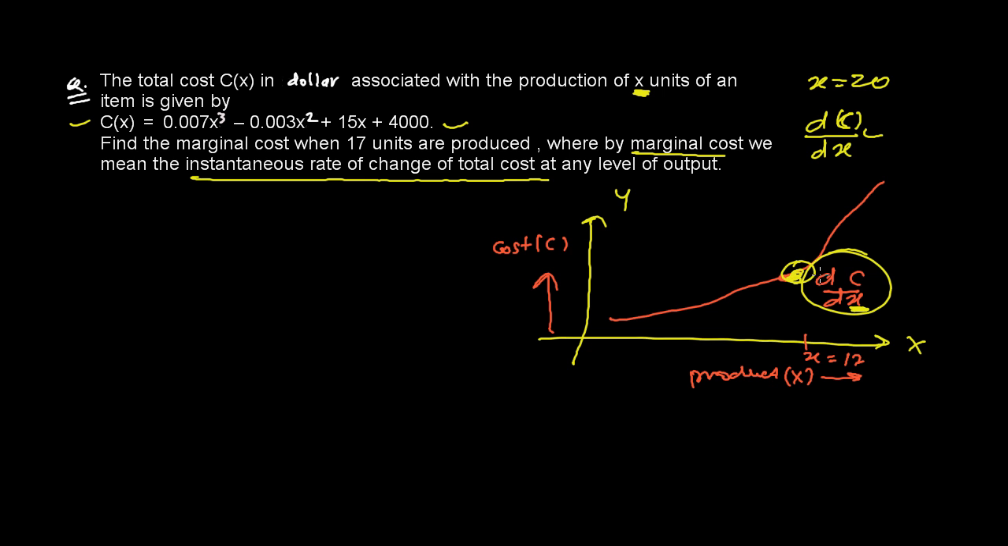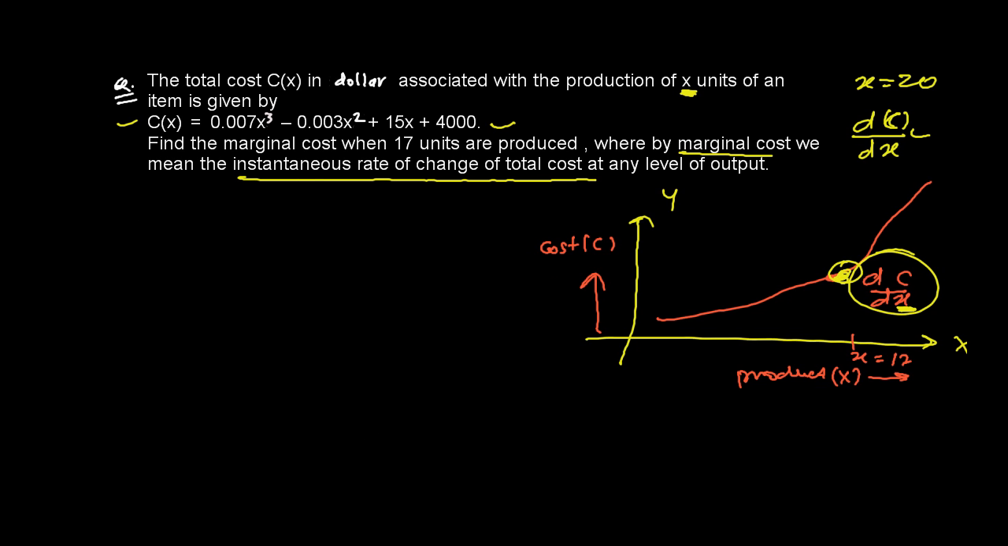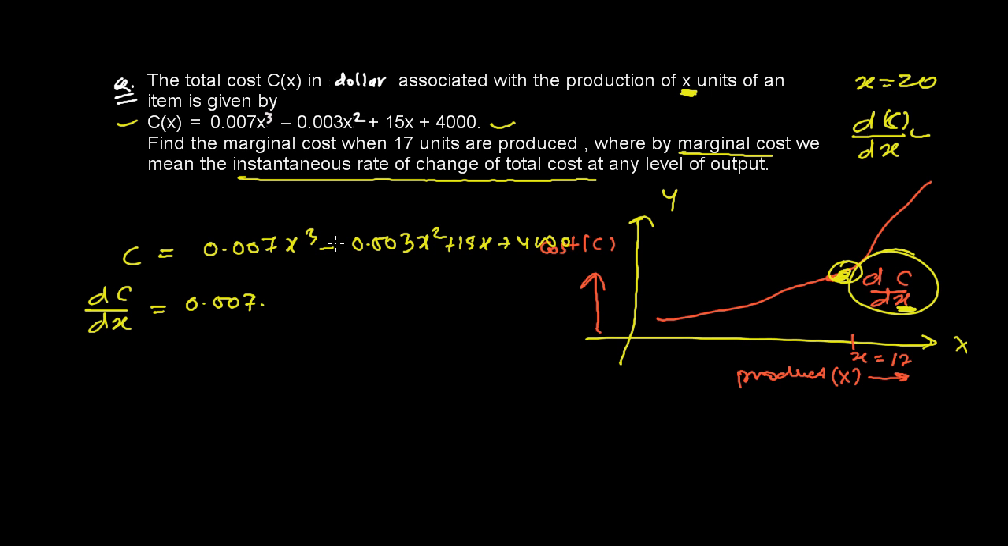This rate is nothing more than the differentiation, the derivative. So let's first differentiate the given function. Our cost is given by the relation C = 0.007x³ − 0.003x² + 15x + 4000. Let's differentiate both sides with respect to x. So it will be dC over dx. 0.007 is a constant, and the derivative of x³ is 3x². Again 0.003, and the derivative of x² is 2x, and the derivative of 15x is 15. And the derivative of 4000 is 0.